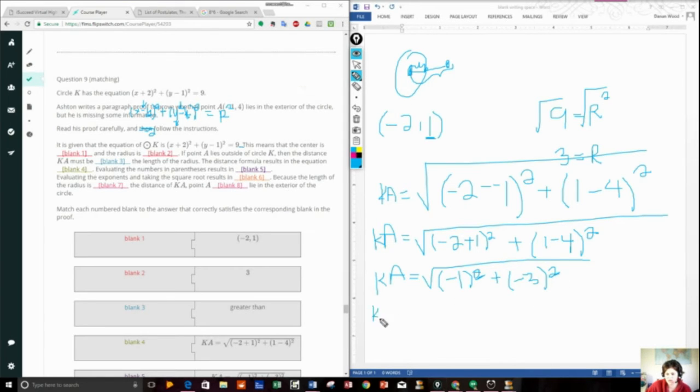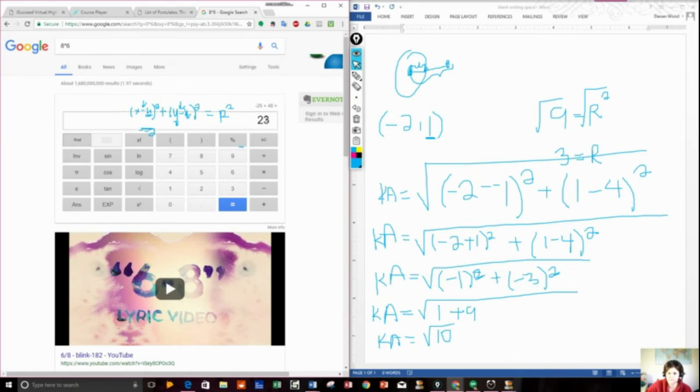So KA equals the square root of (−1) squared, which is 1, plus (−3) squared, which is 9. So 1 plus 9 is 10. And taking the square root of 10, square root of 10, is 3.16.